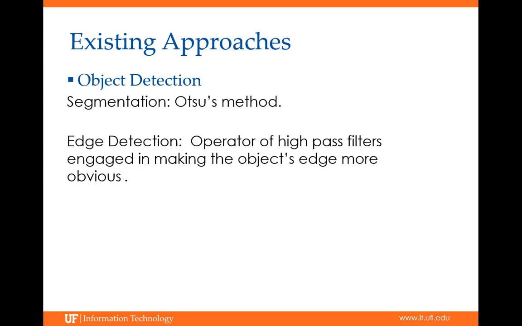After we determine the object, we need to detect the edge, and I use an operator to decide it. The operator is a Roberts operator. This can make the object's edge more obvious.